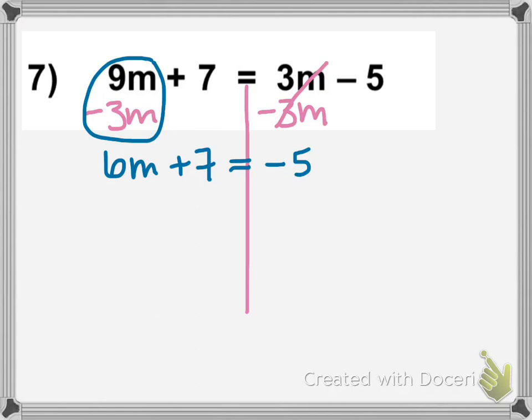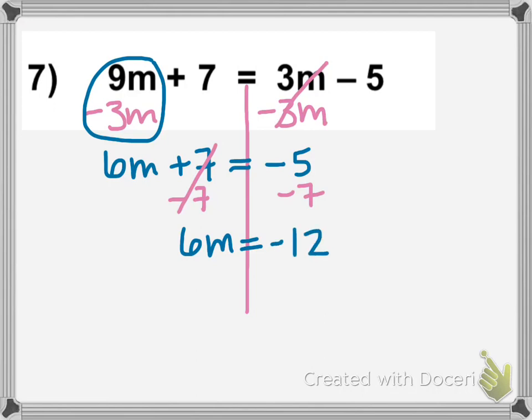Now that all of our m's are on the left, we've got to move our constants to the right. So that plus 7, I'm going to move to the right by subtracting both sides by 7. Negative 7 from a positive 7 is 0. Let's bring down what we have. We have 6m on the left. Bring down your equals. Negative 5 and a negative 7 together make negative 12.